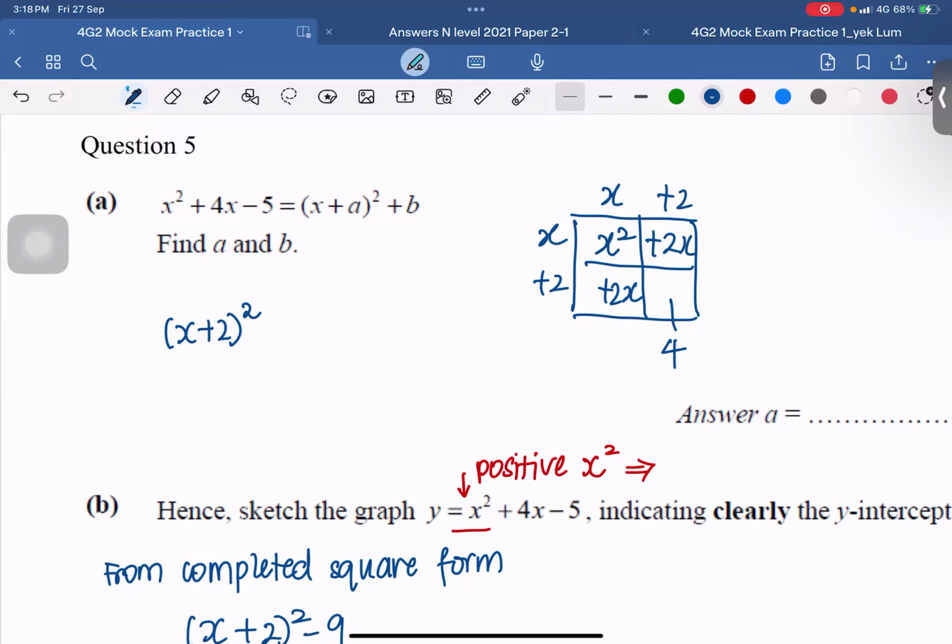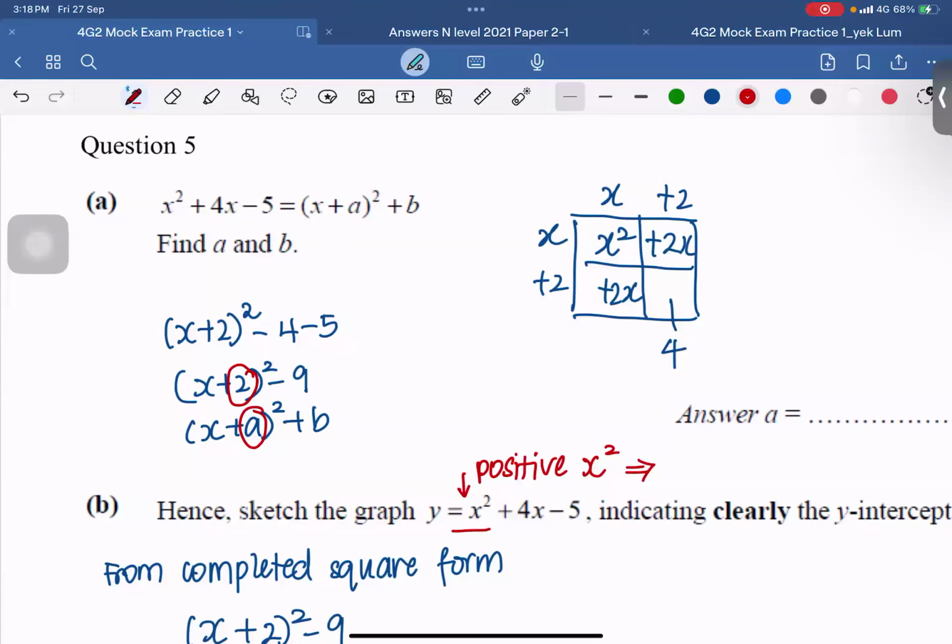I have x plus 2 square, but there's this part. What do I need? -4, -5. Correct, very good. So in this case, I have x plus 2 whole thing square minus 9. Thank you. Observe the question. This is a square, this is plus b. If I look at my value for a, it is the number 2.